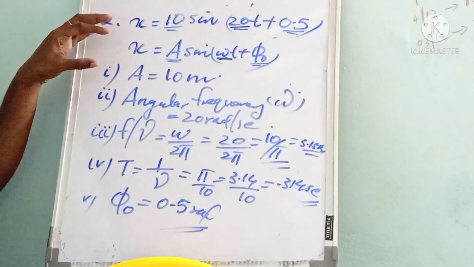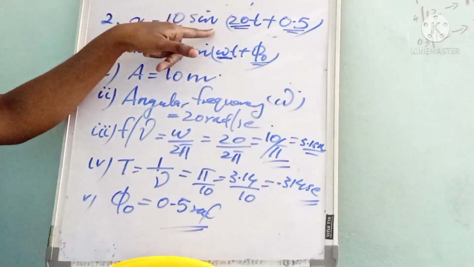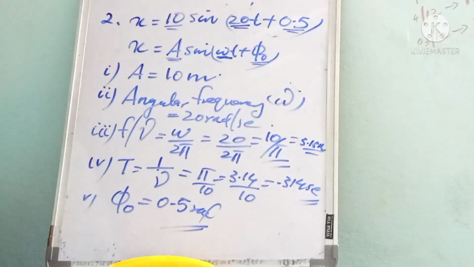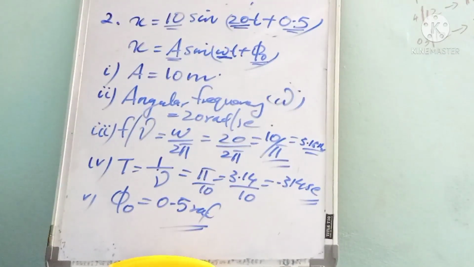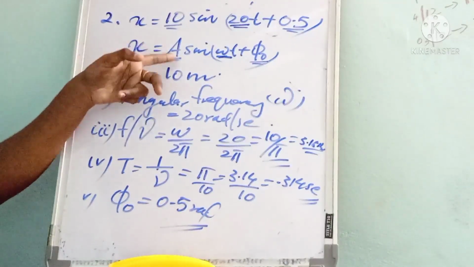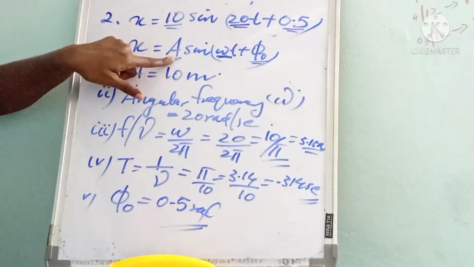Here the equation that represents the simple harmonic motion is given as x equal to 10 sine (20t plus 0.5). Then we have to calculate the amplitude, angular frequency, time period, and the initial phase. For that, we have to compare the given equation with the standard equation for simple harmonic motion, x equal to a sine (omega t plus phi naught), where a represents the amplitude.